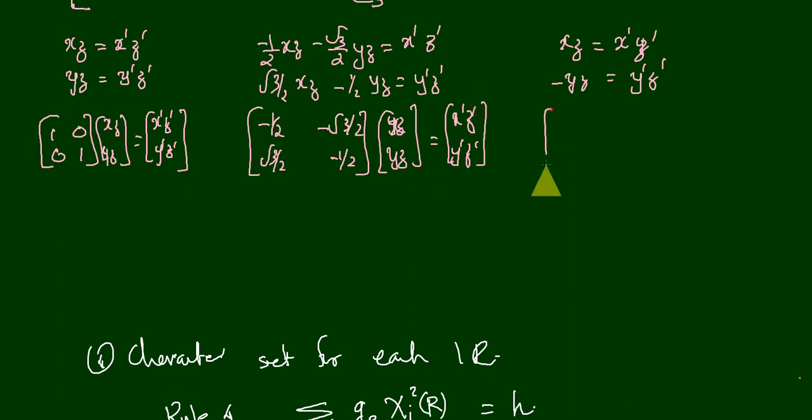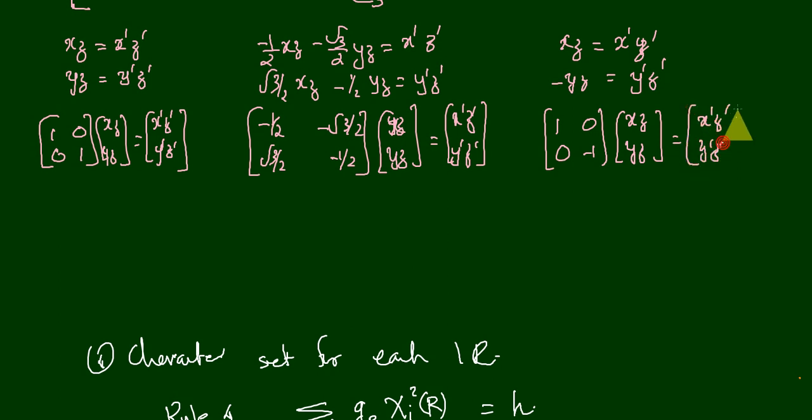The last matrix is: xz is transformed as x dash z dash, so we have to give 1 here, 1 0. Now here it is minus, so 0 minus 1. Then xz yz is equal to x dash z dash y dash z dash. So what are the characters of this matrix? 2, minus of minus 1, and 1 and minus 1, that is equal to 0.